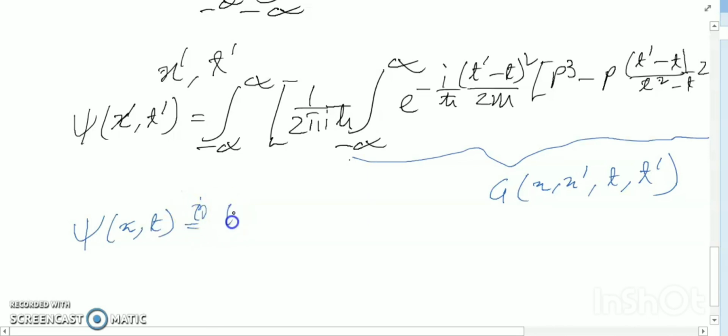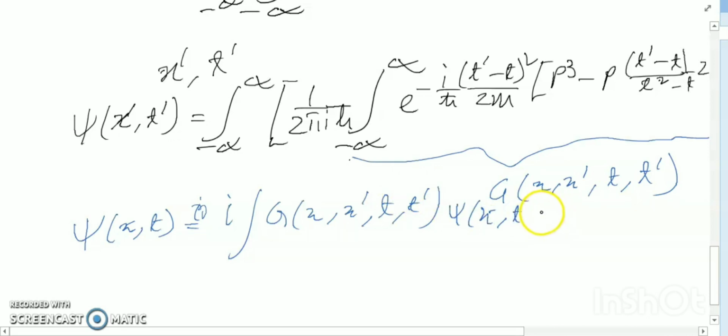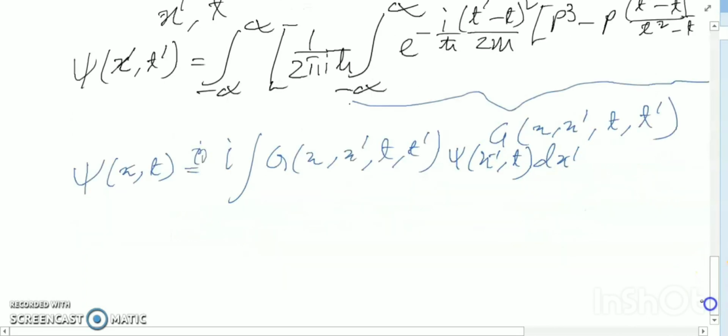psi x comma t equals i, sorry, it is i G x comma x dash comma t comma t dash psi x dash comma t dx dash. Okay friends, I hope it is clear. Now I have to find out this value with the help of special functions.